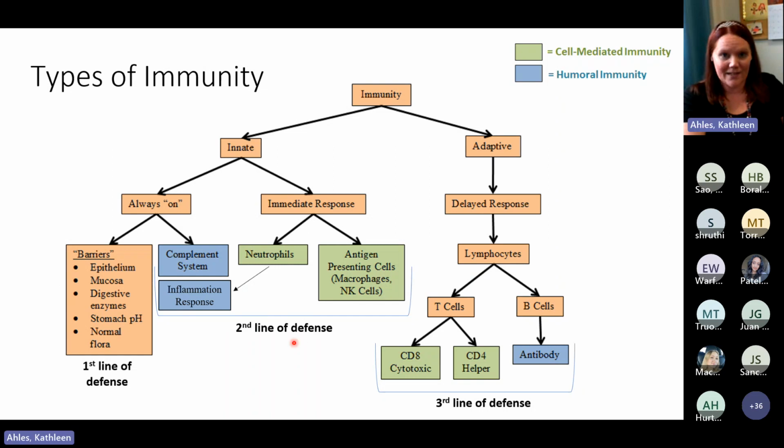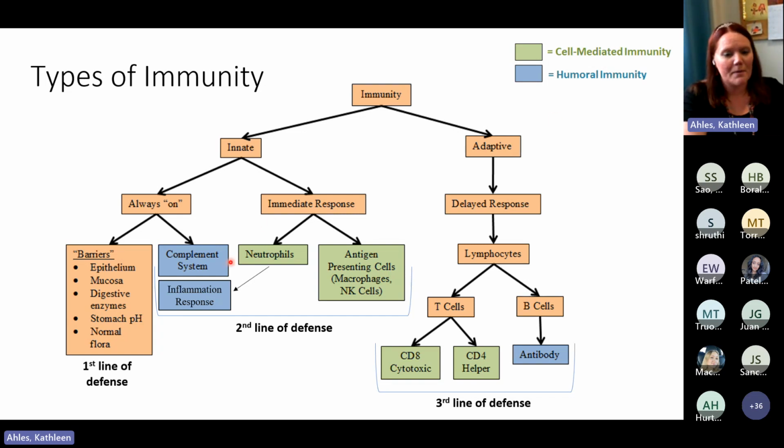My second line of defense is going to kick in when something gets into the body. Some of my second line of defense is what we see here as always on, meaning it's always present, it's always ready to be activated no matter what. And that's going to be things, notice, that are labeled up here as humoral immunity. By humoral immunity, I mean stuff that's floating around in the plasma.